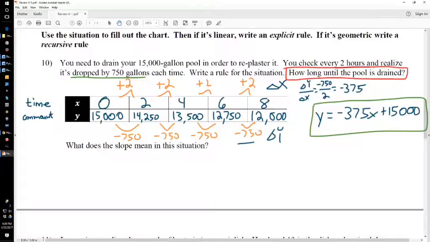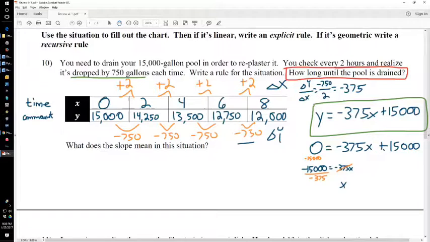So if we want it to be drained, that's the amount. So we're going to plug in 0 for y. 0 equals negative 375x plus 15,000. I'm going to solve for x. So subtract the 15,000 over. You get negative 15,000 equals negative 375x. The 375 is multiplying, so we'll divide by 375. So in this case, x equals, let's see here.